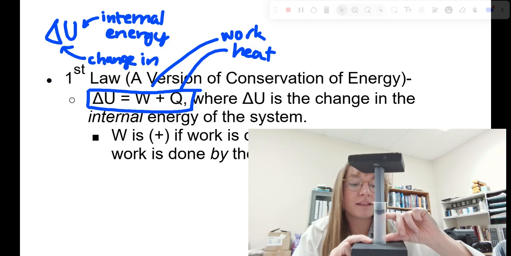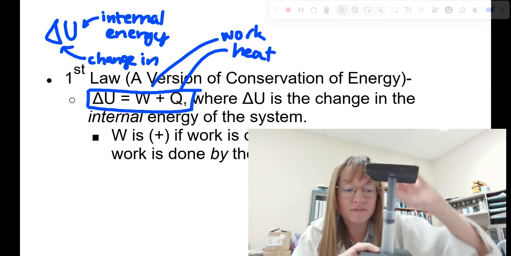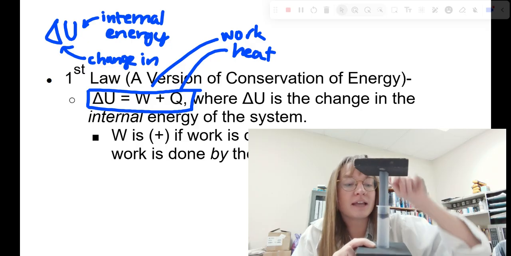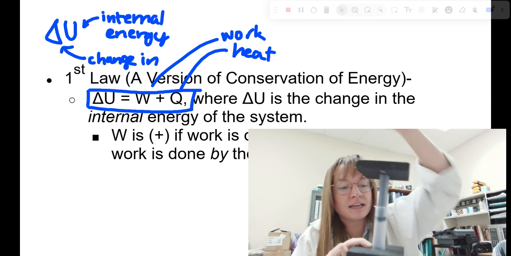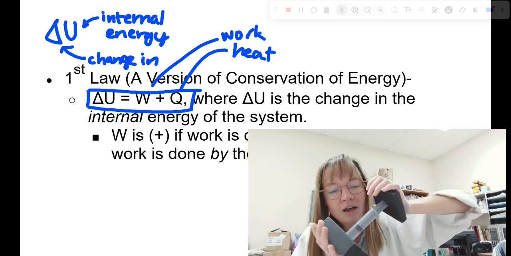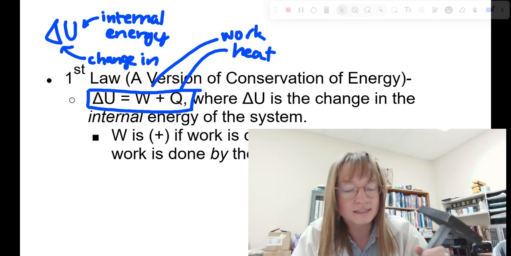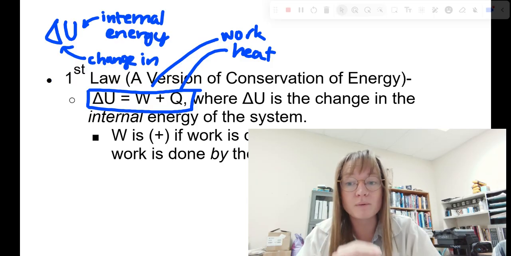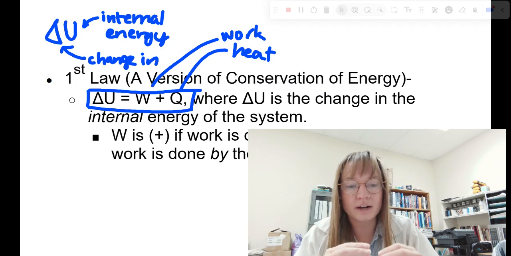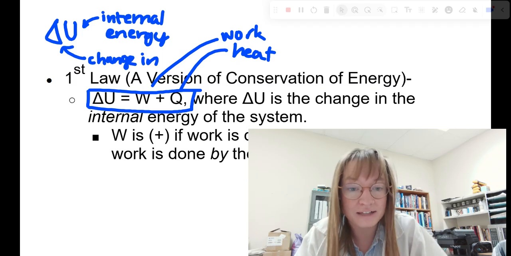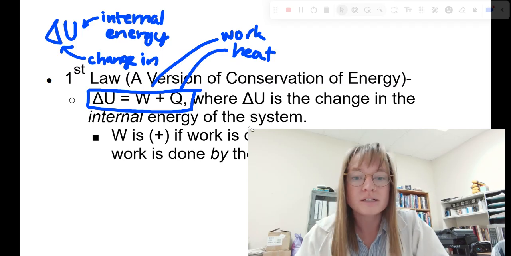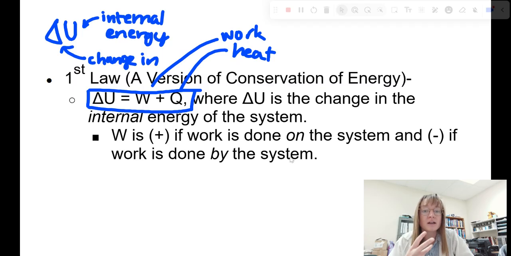Your textbook does the opposite. Instead of talking about what the gas feels, it talks about what the environment feels. So it would say, well, the gas just added energy to the environment, and here the environment just lost energy as it gave that energy to the gas. But in our class, we will always talk about what happens to the gas or to the system. So we say that work is positive if work is done on the system, energy is given to the system, and work is negative if work is done by the system, if the system gives some of its energy away.